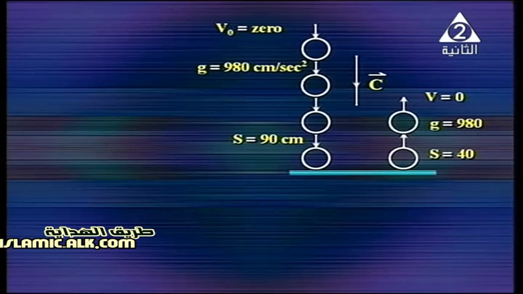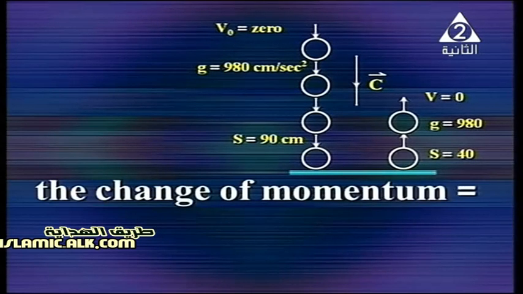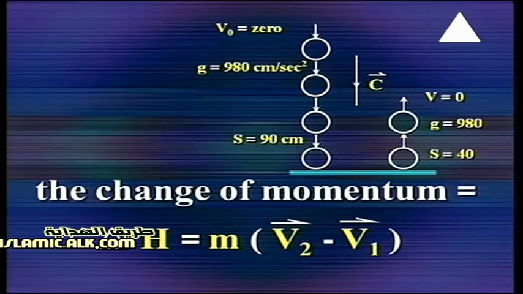Dear student, remember change of momentum. What is the change of momentum? Change of momentum equals delta H equals m times the bracket containing the change of the two velocities, v2 minus v1. By substitution of v2 minus v1 and the mass 200. Remember, the mass of the rubber ball is 200 gram. We convert 200 gram by dividing by 1000 to convert to kilogram.